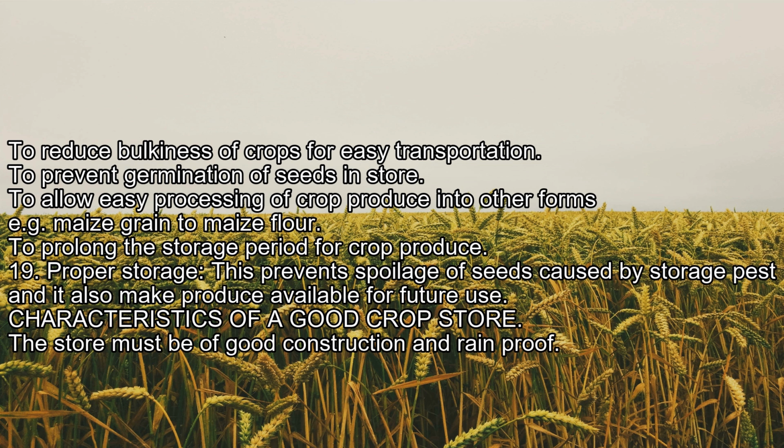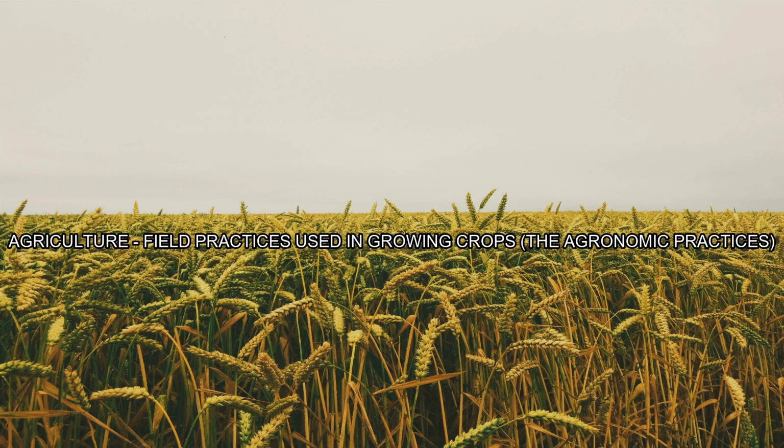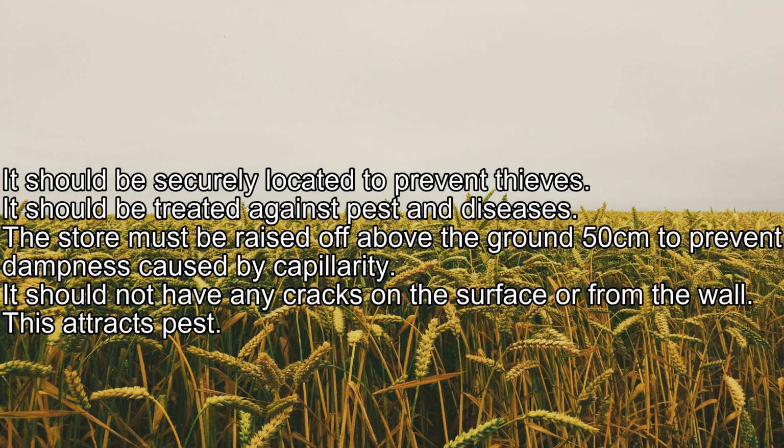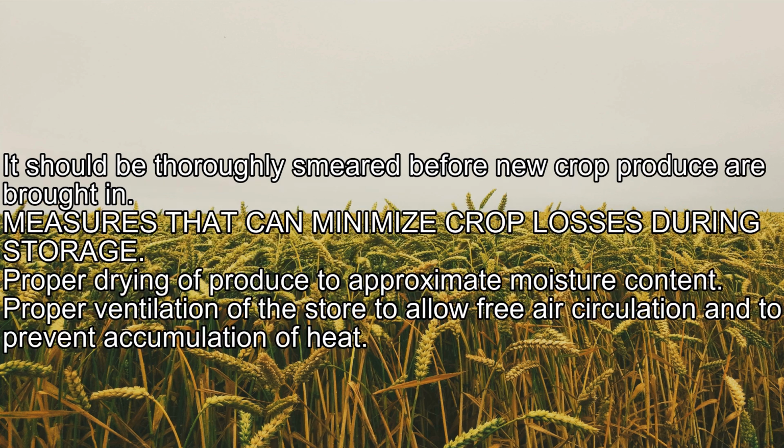use. Characteristics of a good crop store. The store must be of good construction and rainproof. It should be securely located to prevent thieves. It should be treated against pests and diseases. The store must be raised above the ground to prevent dampness caused by capillarity. It should not have any cracks on the surface or in the walls. This attracts pests. It should be thoroughly smeared before new crop produce is brought in.